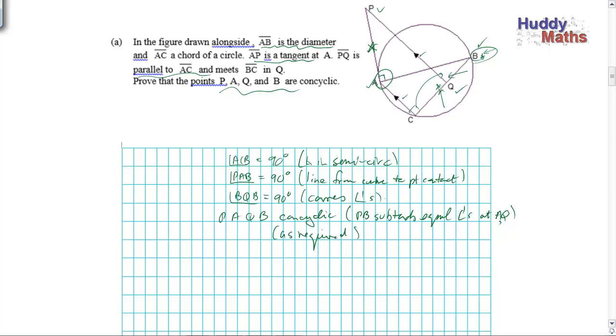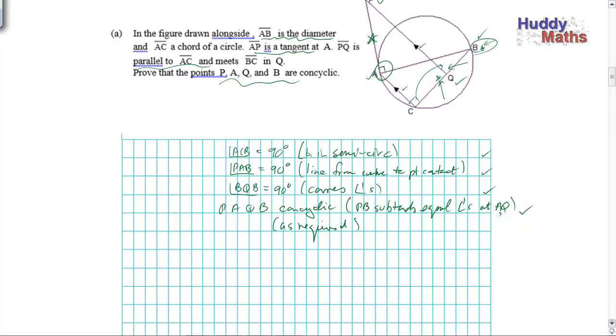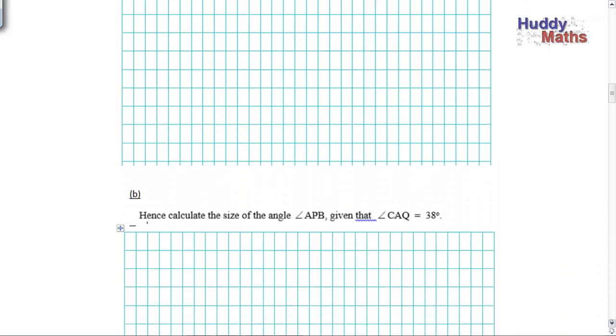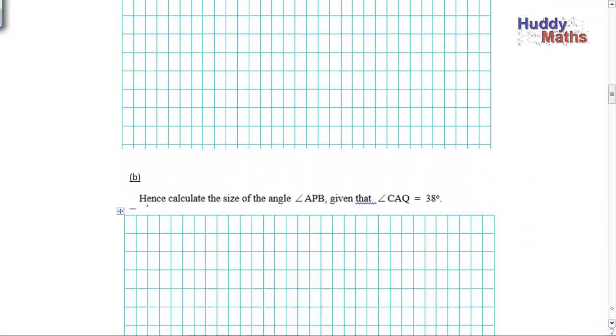So let's mark that. I think you've got to have these 3 ideas. And then make sure you make a mention of the reason for it. All right, let's go down and look at part B of this one. Hence calculate the size of the angle APB given CAQ is 38.